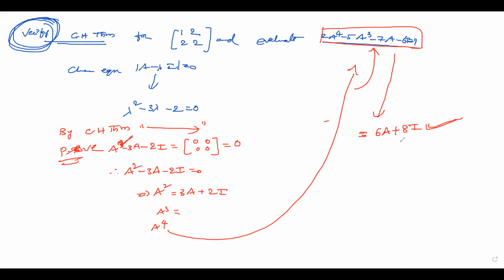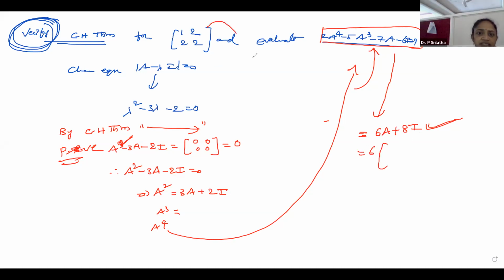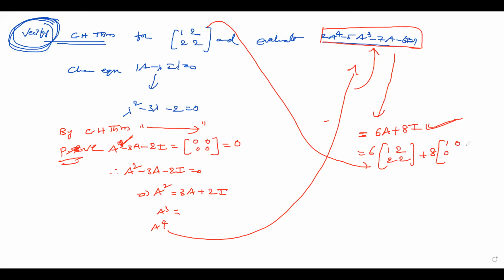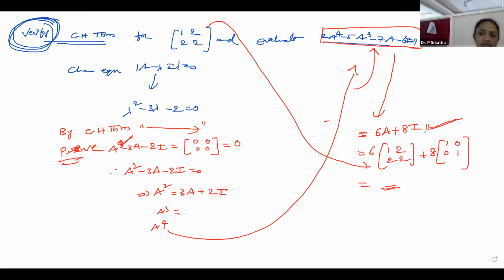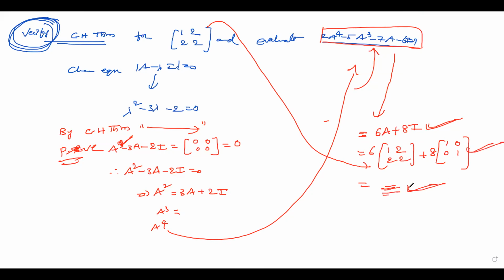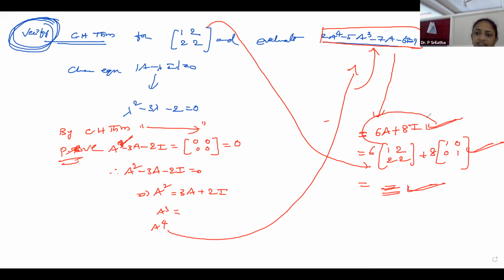If you want to find the matrix, you can just substitute the matrix A here. That is 6 times the matrix 1, 2, 2, 2 plus 8 into I, which is 1, 0, 0, 1. If you find this value, you will get the required matrix. So this is the polynomial matrix and this is the required polynomial.